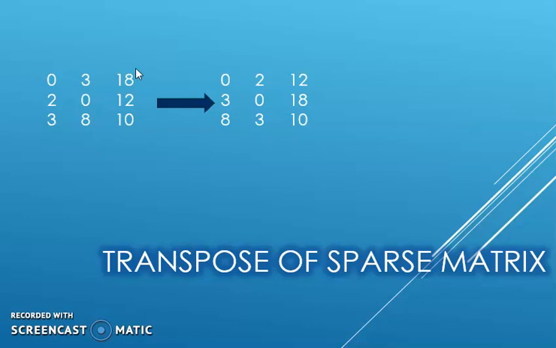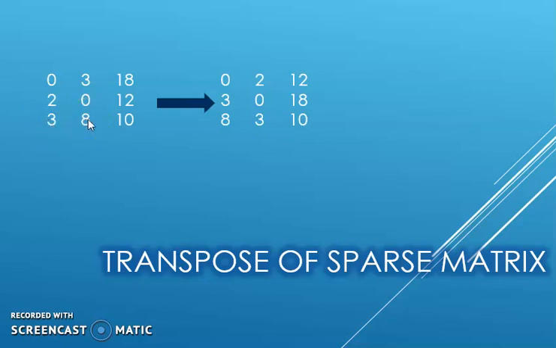Now transpose of any matrix means the row and column values need to be interchanged. That is basically what is happening. So this 3 will become the new row value here and 0 will become the column value. 0 should become the row value and 2 will become the column value, and 8 here and 3 here.